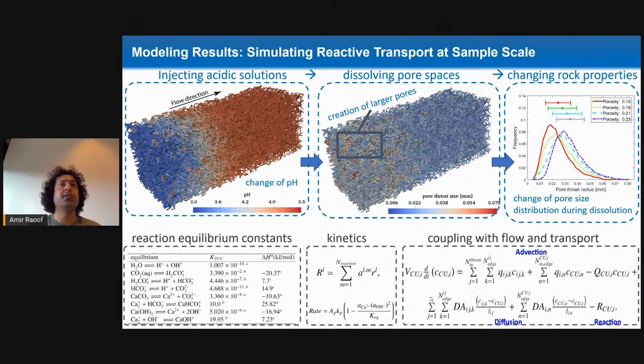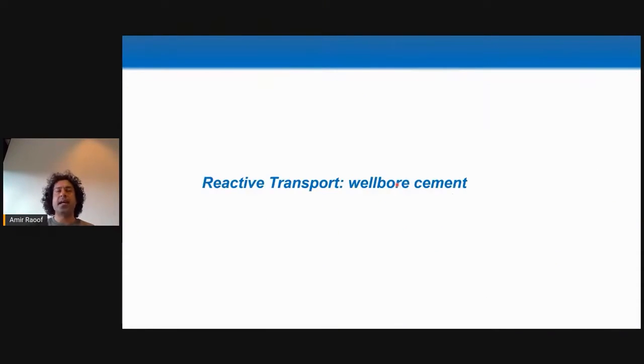And when you dissolve it, the pores get larger. You can see that around the same area or zone where pH is lowered, the pores get larger because they are being dissolved. And when you dissolve, the pore size distribution of your sample is going to change. This whole process altogether causes a change in transport properties, because the transport properties of your rock depend on the pore sizes and the way they are connected. You can see the pore size distribution changes as a function of dissolution because you're dissolving the pore spaces. As an example, I'm going to show you two examples.